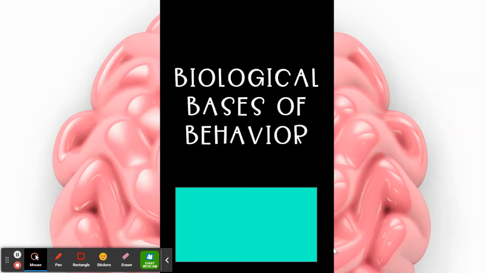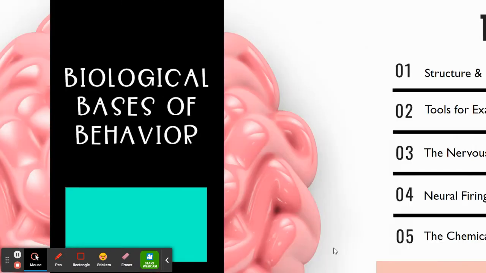Hello, everyone. So now you're at Unit 2. So, Unit 2, we're going to talk about the biological basis of behavior. So, we're going to start looking at the brain, how the brain impacts us, how it makes us think different things, and then we're going to look at how it functions on the neuron level.